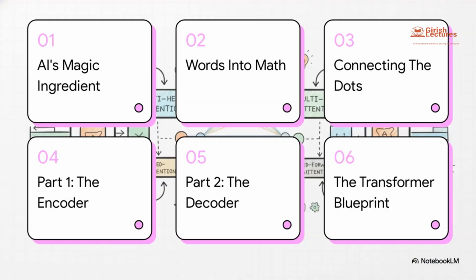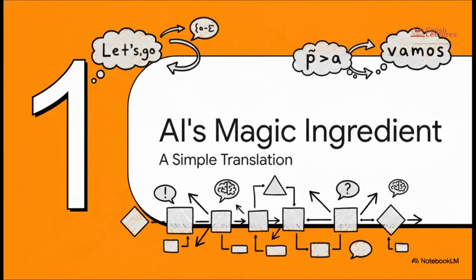Okay, so here's the plan. We'll start with AI's magic ingredient, then figure out how to turn words into math. After that, we'll see how it connects the dots, and then we'll dive into the two big pieces, the encoder and the decoder. Finally, we'll put it all together in the transformer blueprint. Let's do it. All right, Section 1, AI's magic ingredient.